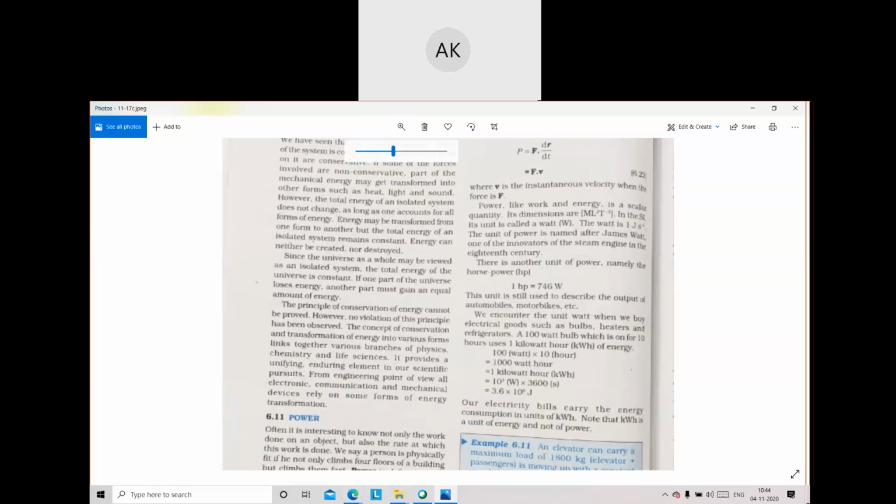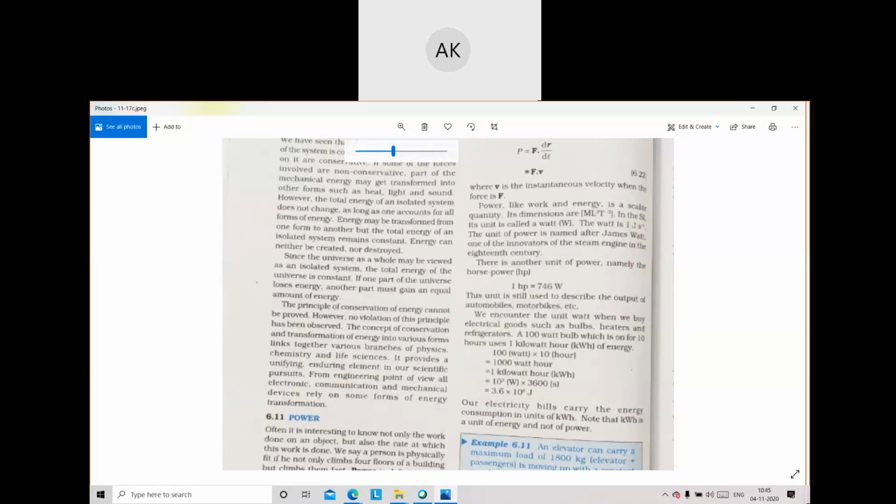Sagar, can you tell what is the principle of conservation of energy? Sagar. Meghana KP. Meghana. Yes, ma'am. What is the principle of conservation of energy?